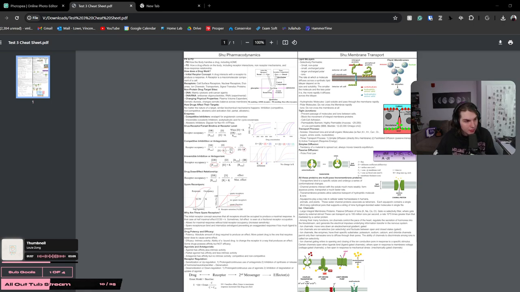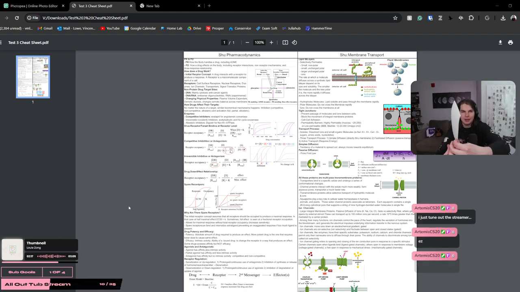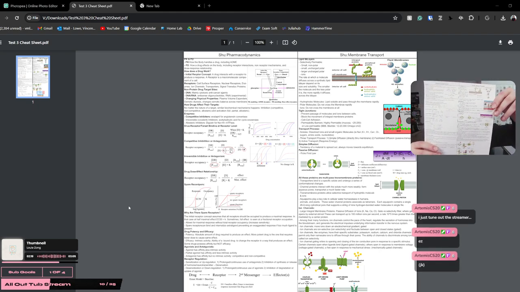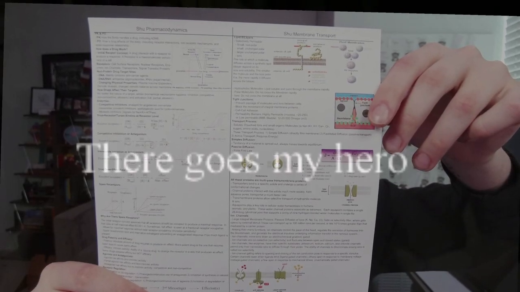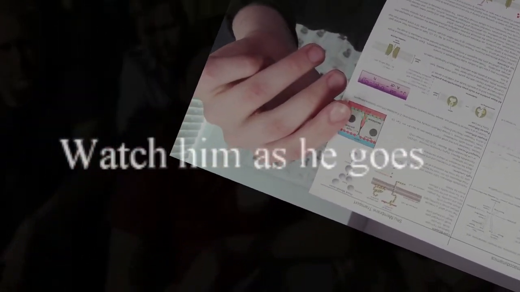There's less of an... I can tune out the streamer easy. That's valid, but I'm still like, you know... Oh, perfect. Yeah, look at that. You get the cheat sheet.